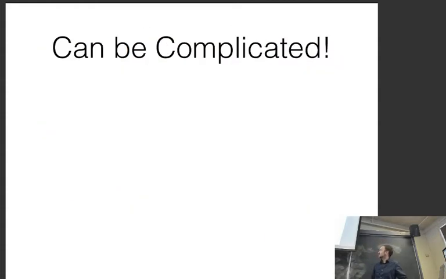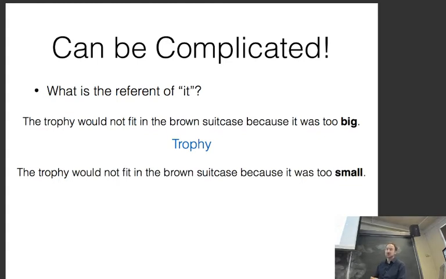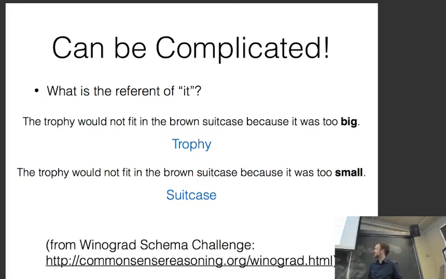So these relationships can be complicated. So like, what is the reference of it? The trophy would not fit in the brown suitcase because it was too big. So what is it referring to here? And then what about the trophy would not fit into the brown suitcase because it was too small? Suitcase. Does this sound familiar to anybody? Does anyone know what this is? Yeah, it's the Winograd Schema, and there's something called the Winograd Schema Challenge, which is basically a bunch of these problems that you try to solve. And these are the things where you need kind of long distance dependencies, you need common sense reasoning, et cetera.